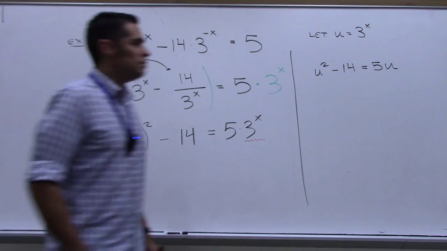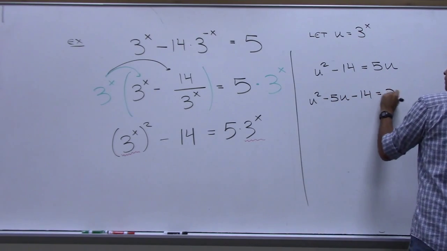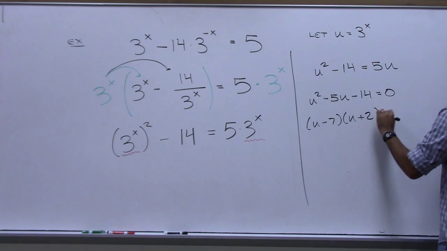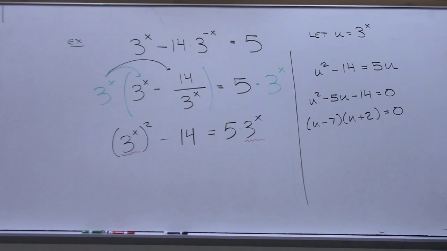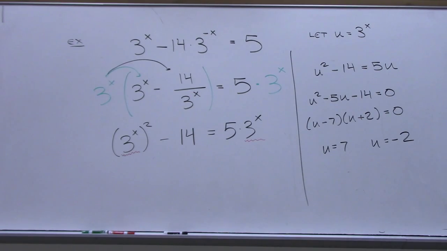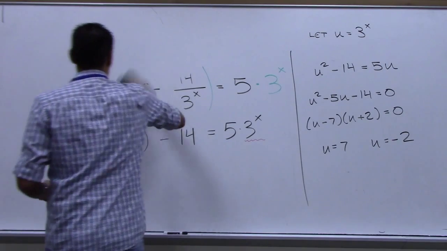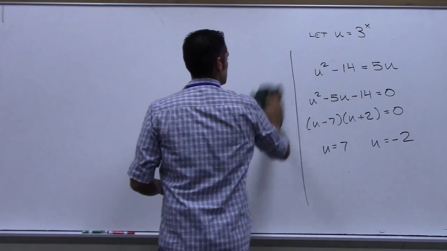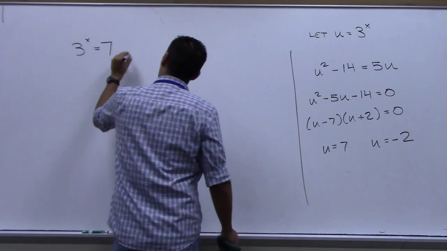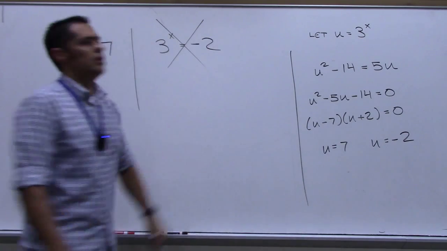Bring everything to one side. U squared minus 5u minus 14 equals 0. U minus 7, u plus 2. Two solutions. U is 7, u is negative 2. And now replace u with 3 to the x. So 3 to the x is 7. 3 to the x is what? Negative 2? Which won't work.